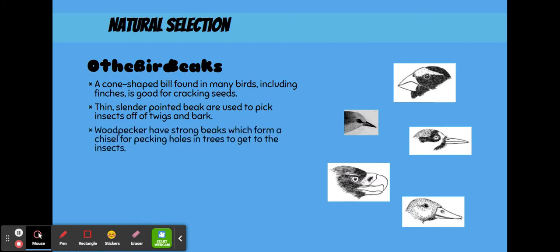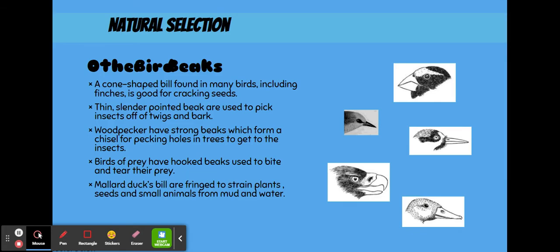Woodpeckers have strong beaks, which form a chisel for pecking holes in trees to get to the insects. Birds of prey have hooked beaks used to bite and tear their prey. Mallard duck bills are fringed to strain plants, seeds, and small animals from mud and water.